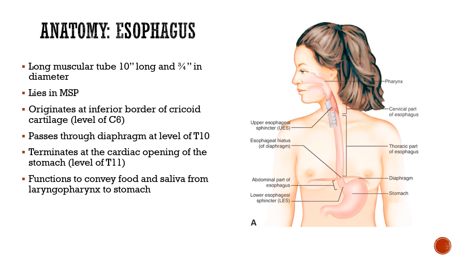The esophagus is a muscular tube about 10 inches long and 3/4 inch in diameter. It lies in the mid-sagittal plane and begins at C6. Here's the cervical portion of the esophagus.